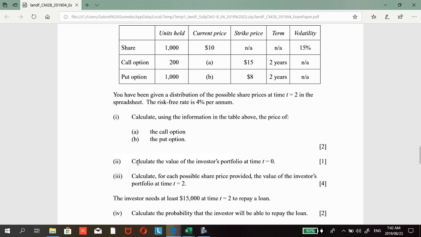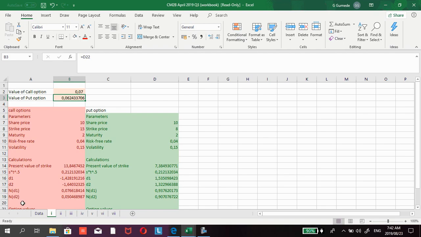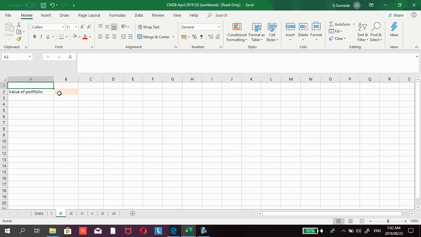Let's see what the next part of the question is asking us. Now, they say calculate the value of the investor's portfolio at time t is equal to 0. Now, at time t is equal to 0, we have got shares, we have got the call option, and we have got the put option, and we are given the units here. Okay, so what am I going to do there? So this is part 2 of the question.